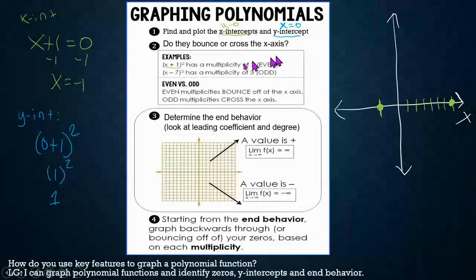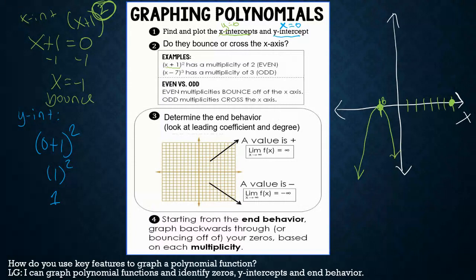If the power on that factor is even, so we're talking about that little tiny power at the top, if it has an even power, it's going to bounce. Even powers means it's going to bounce. Right here, I'm going to put a little b because I know it's going to bounce since it has x plus 1 squared. It's all about that power on it. Bouncing means, doesn't matter where we're coming from, it's going to hit it and bounce back. That would be an example of something that bounces.